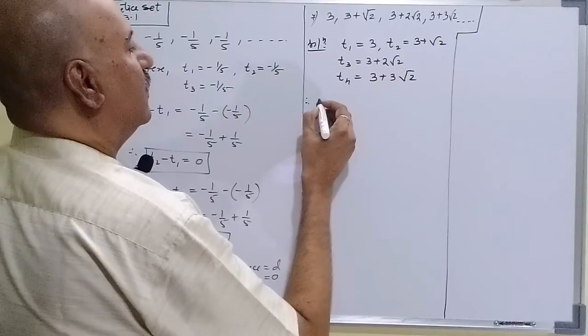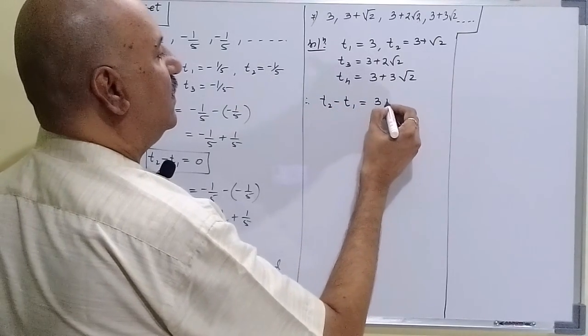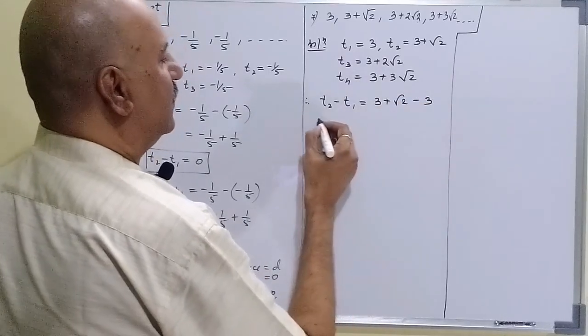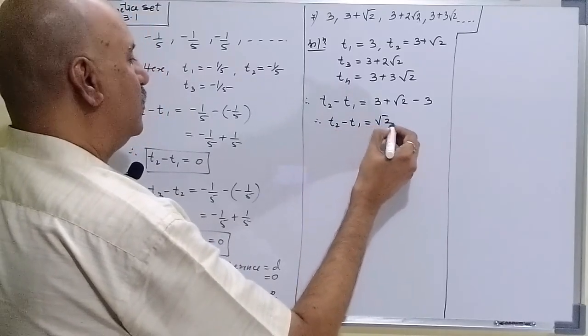Therefore, what is T2 minus T1? T2 minus T1 is 3 plus root 2 minus 3. Therefore, T2 minus T1 क्या है भाई? root 2.